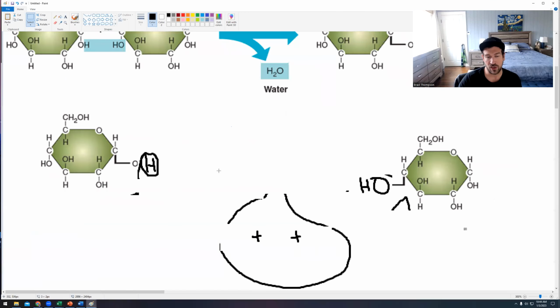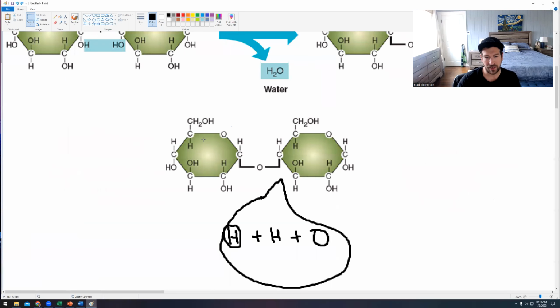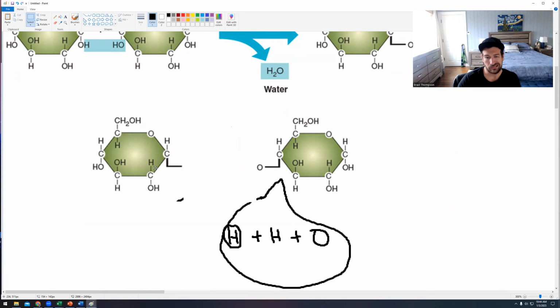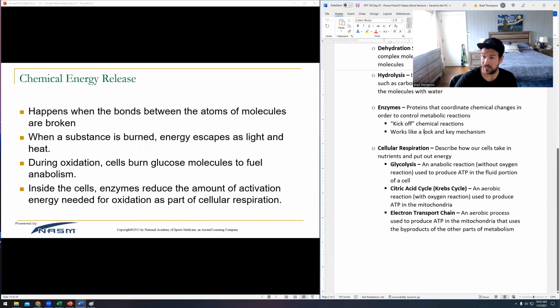Remember hydrolysis, we shoved in a little bit of water here and we split up these molecules. Just doing this, breaking that off, it actually releases a little bit of energy. Just a little bit, not a ton. This is a pretty weak bond. The stronger the bond, the more energy is going to be released. So anytime you take two molecules, break them apart, energy is going to get released.